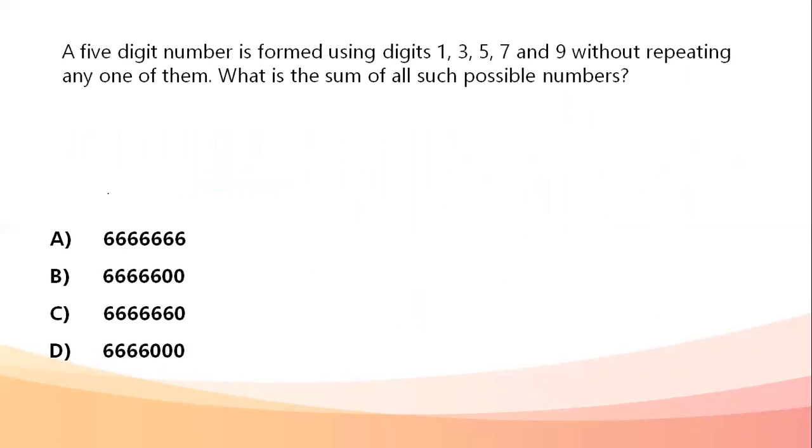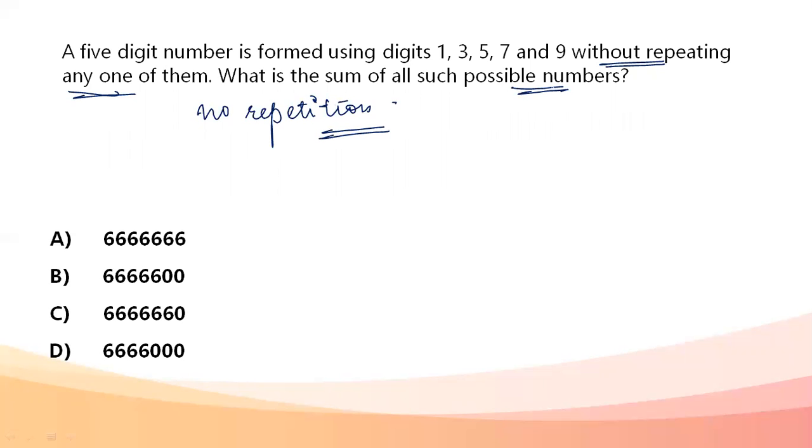Next question. A five digit number is formed using digits 1, 3, 5, 7, and 9 without repeating any one of them. Okay. No repetition is the important condition that is given to us. What is the sum of all such possible numbers? Okay. Now, important thing here is I have to find the sum of all such possible numbers. If we go by the traditional method, we have to find all the numbers that are formed, then add the sum, which is going to be very tedious.